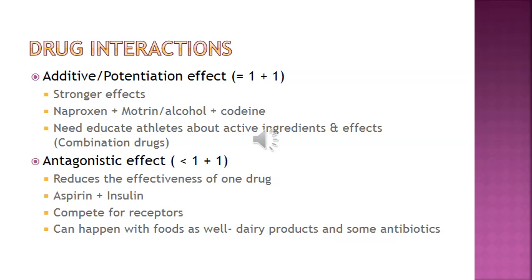The antagonistic effect is when the effectiveness of a drug gets reduced. That would be represented by the effects being less than 1 + 1. Something you could look at with that is aspirin and insulin. What's going to happen in these situations is a lot of times the drugs kind of compete for the receptors, and this could also happen with foods as well. A lot of your antibiotics should not be taken with dairy products, or even taken in close proximity with the consumption of dairy products. So again, it's an important thing to look at.